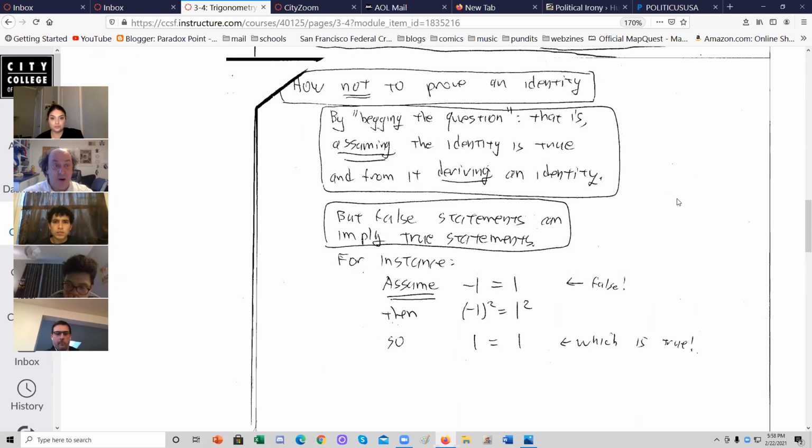But that doesn't work. You can start with false statements and manipulate them to imply a true statement. For example, if you assume that -1 is 1, which is false, then if you square both sides, you get 1 equals 1, which is true. So just because a long line of argument yields the truth doesn't mean the initial assumptions were themselves true. That doesn't work.